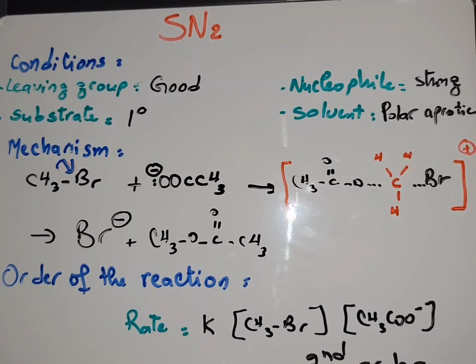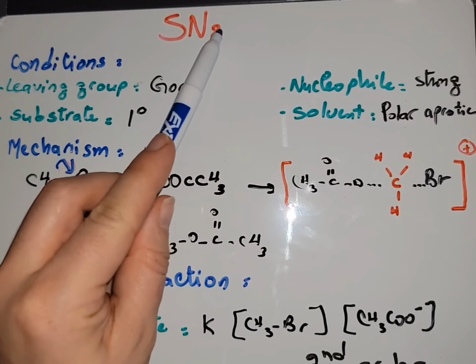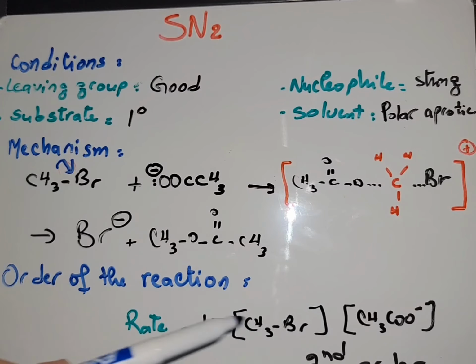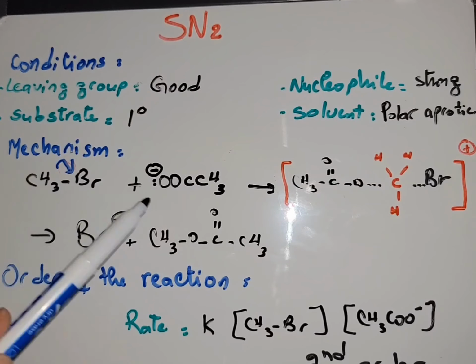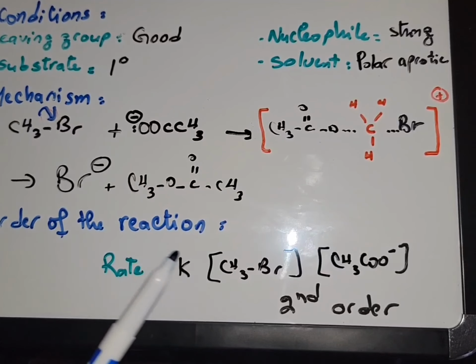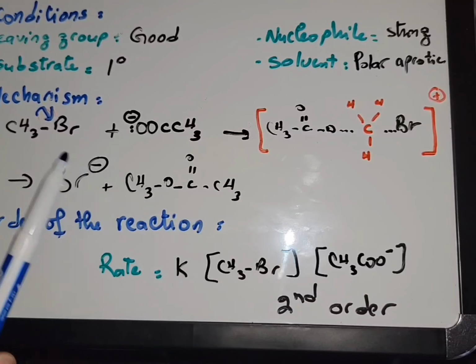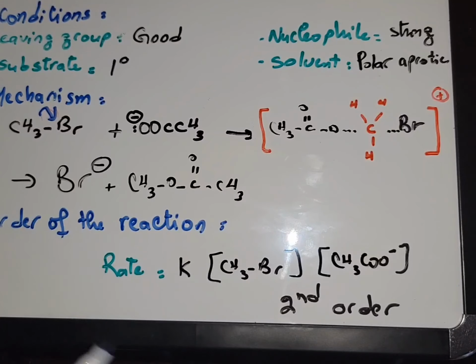Now let's talk about the order of the reaction or the rate of the reaction. An SN2 reaction is called SN2 because it's a second order reaction. We have two reactants participating in the main step, which is the rate determining step for this reaction. We have the CH3Br and we have the acetate ion. So this is the rate order of the reaction. It's a second order reaction.